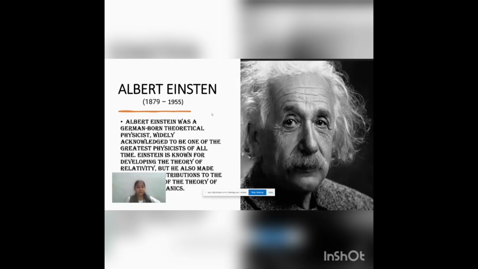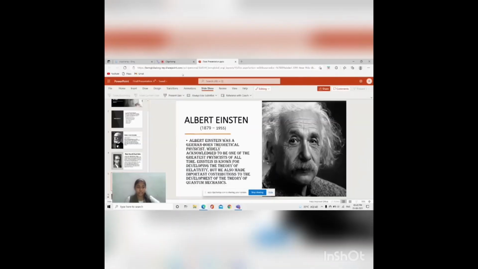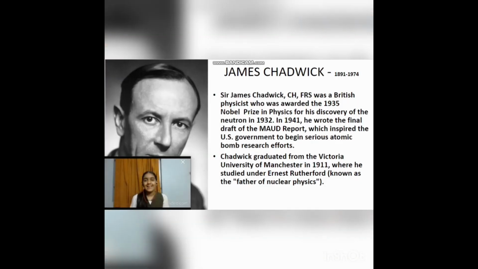Albert Einstein, from 1879 to 1955, was a German-born theoretical physicist, widely acknowledged to be one of the greatest physicists of all time. Einstein is known for developing the theory of relativity, but he also made important contributions to the development of quantum theory.